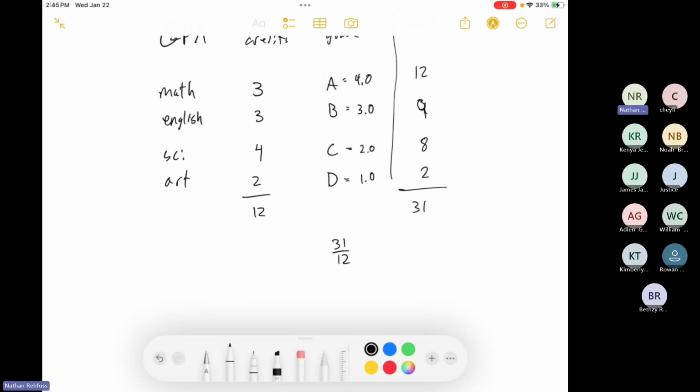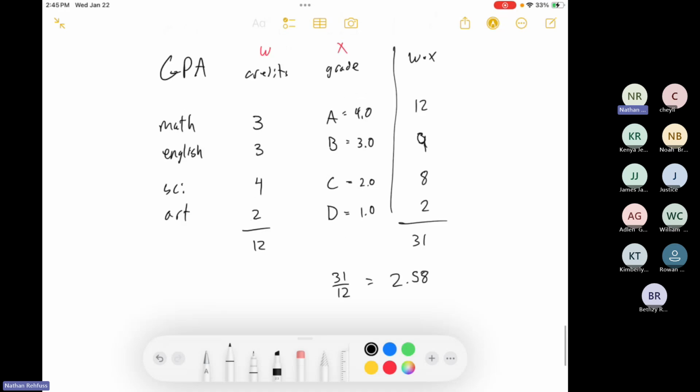So if we just took a straight average, it would have been 2.5, but in this case, our GPA is 2.58, and that's because science was worth a little more and art was worth a little less. So our GPA went up by a little bit because art was only 2 credits. Okay, and that's a weighted average.